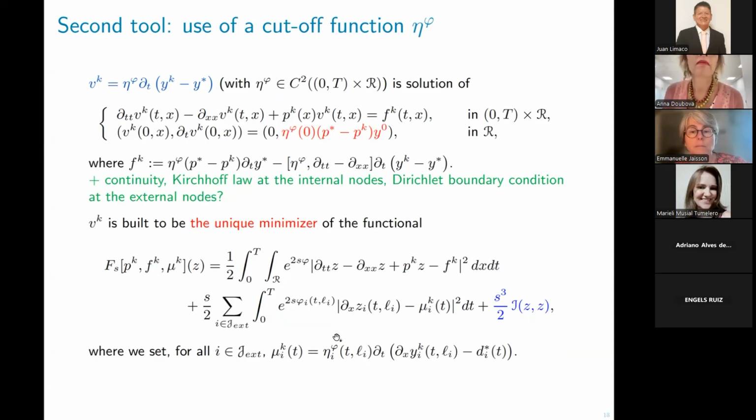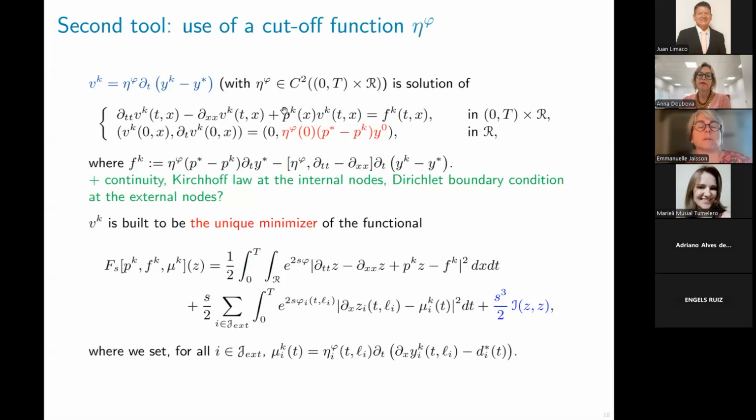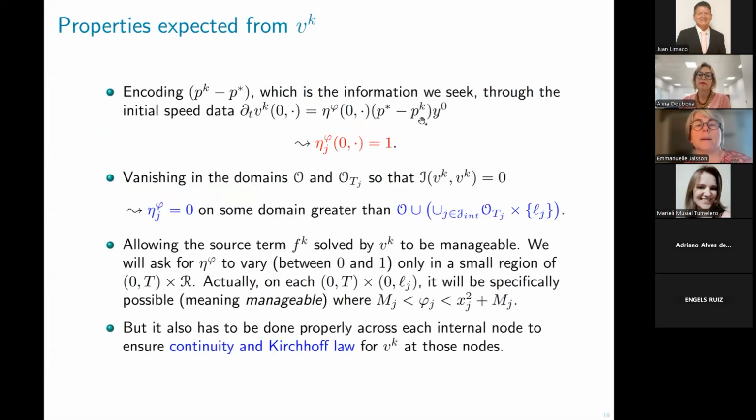Here is what we will ask for eta. You know that we will reconstruct P star thanks to this initial condition here. So the simplest idea is to take eta phi at 0 equal to 1.